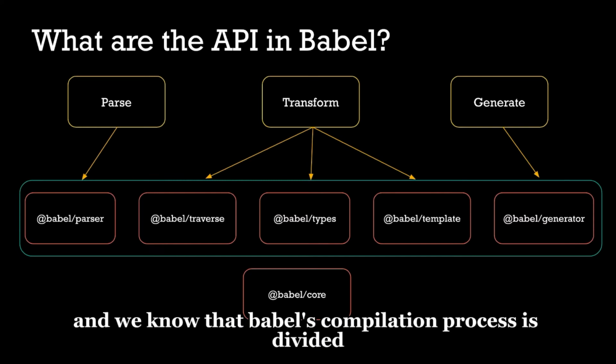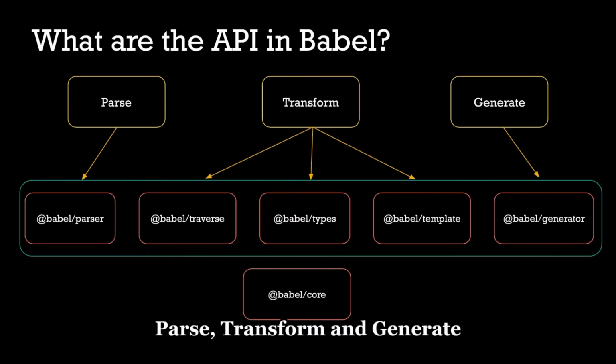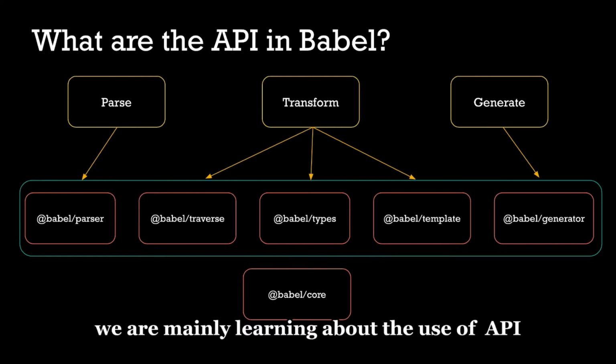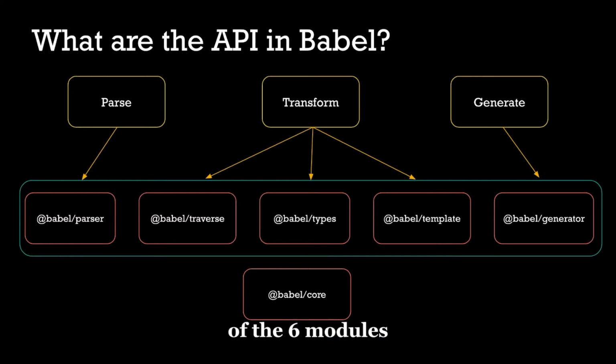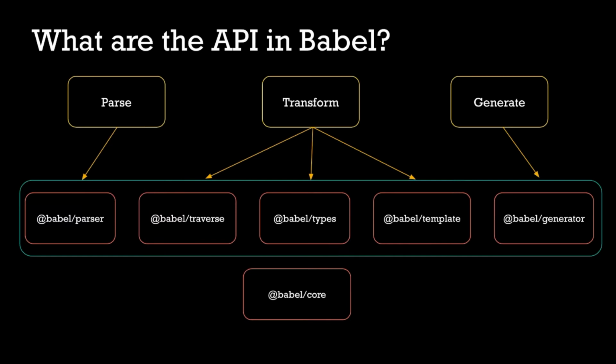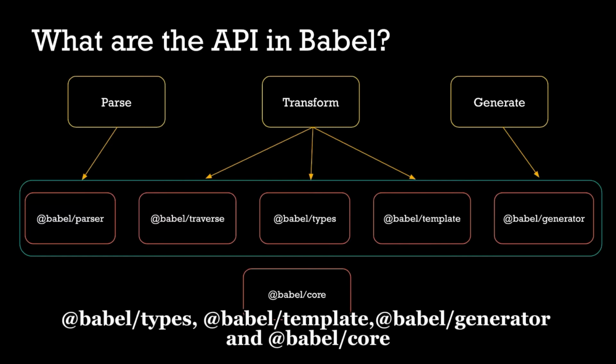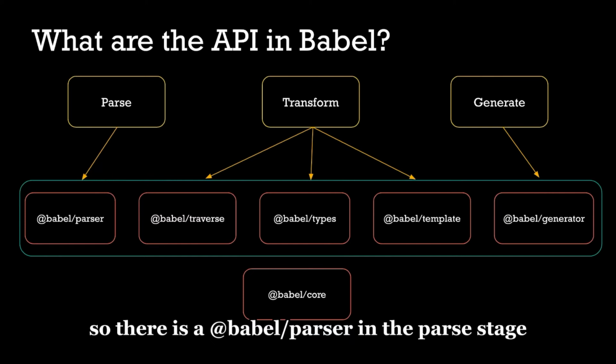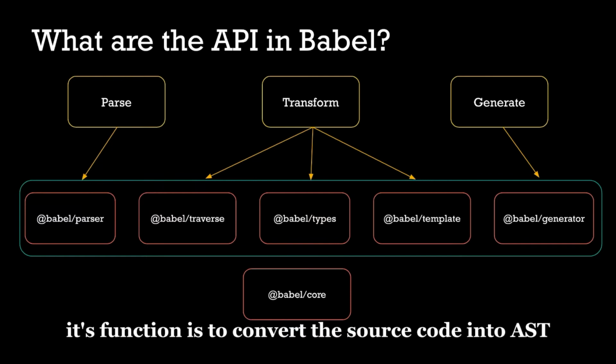And we know that Babel's compilation process is divided into 3 stages: parse, transform, and generate. Each stage exposes some APIs. We are mainly learning about the use of the API of these 6 modules: Babel parser, traverse, types, template, generator, and Babel core. So there is @babel/parser in the parse stage. Its function is to convert the source code into AST.